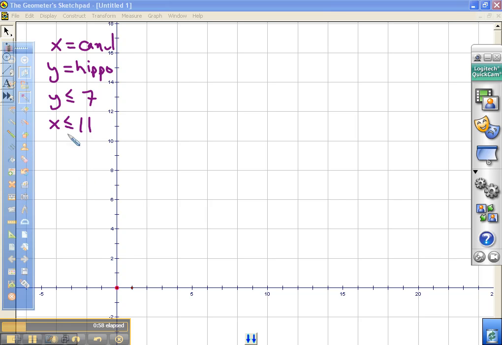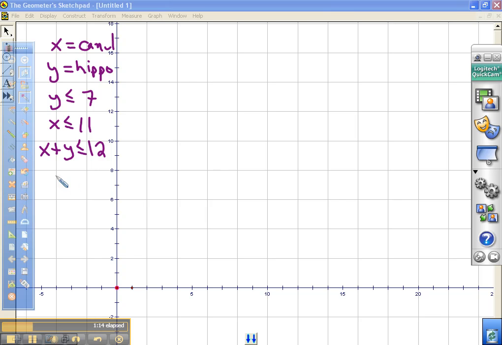Shipping: they can make no more than 12 total airplanes. So if I were going to do the total airplanes, that would be x plus y must be less than or equal to 12. So there's our total airplanes. Total airplanes less than or equal to 12.